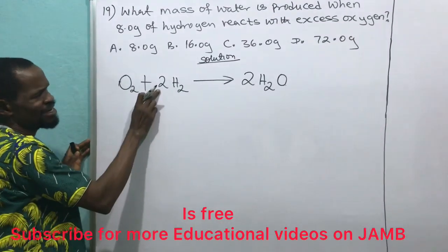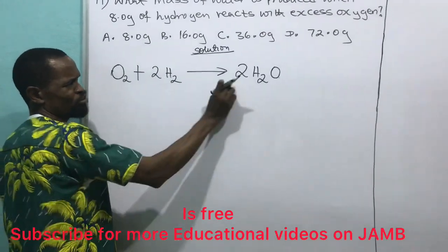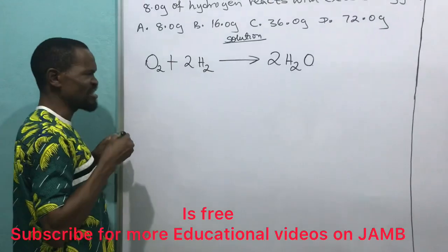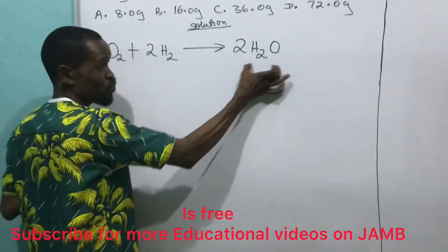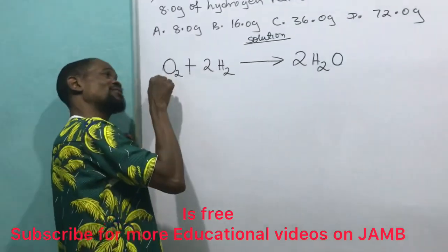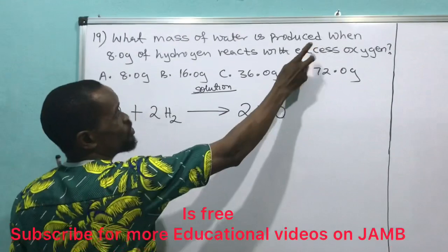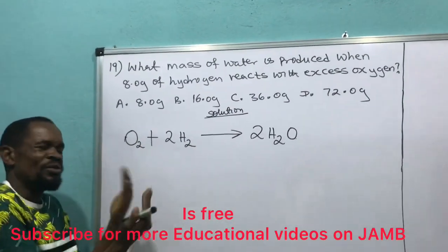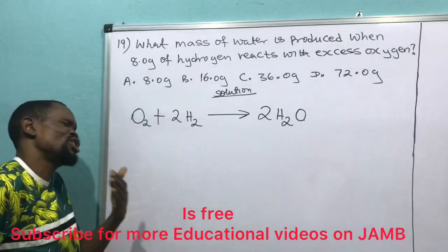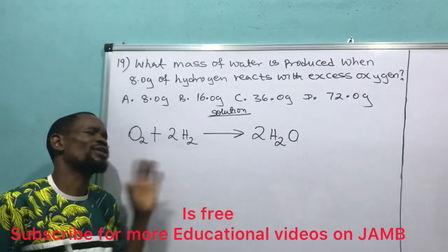I cannot say that this mass of hydrogen produces this. From this reaction, I say the mass of this hydrogen produces this water. This mass of hydrogen reacts with this oxygen. This oxygen is in excess. Go to our question, they say react with excess oxygen. So we are not having a limited oxygen. Oxygen is in excess, meaning that the amount of hydrogen determines the water produced.